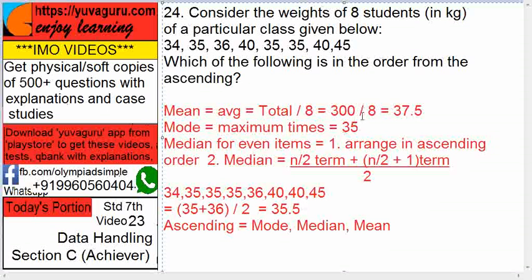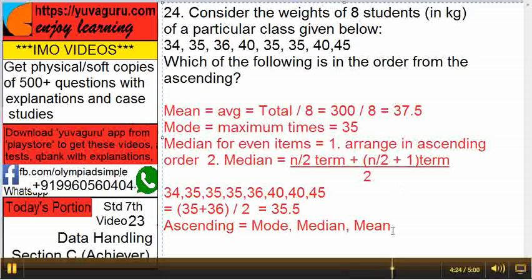Now lowest to highest, ascending. So lowest mode, median and then mean. That is the ascending order.